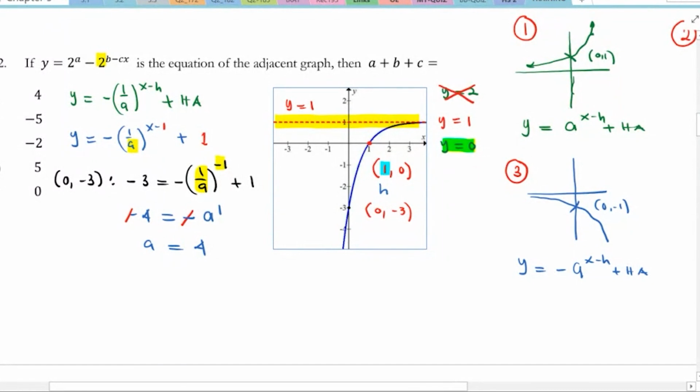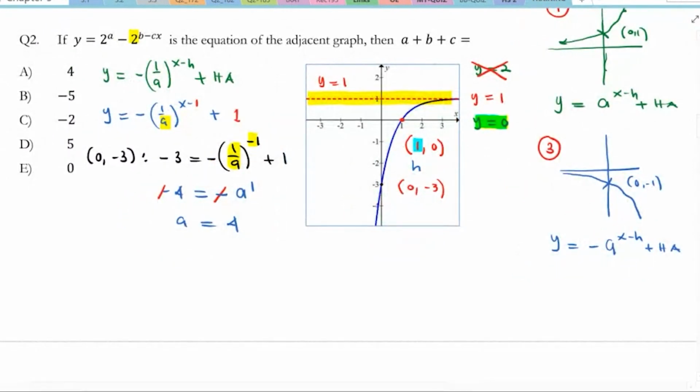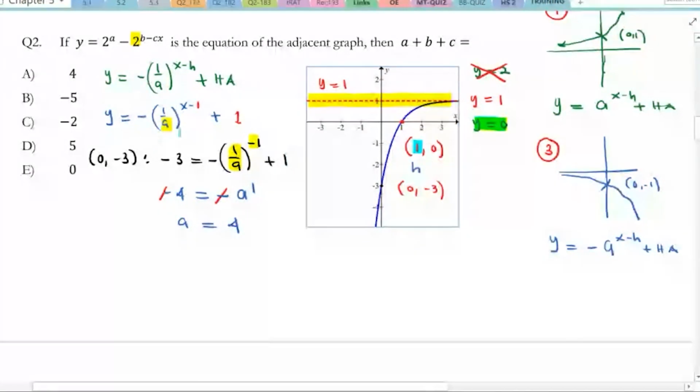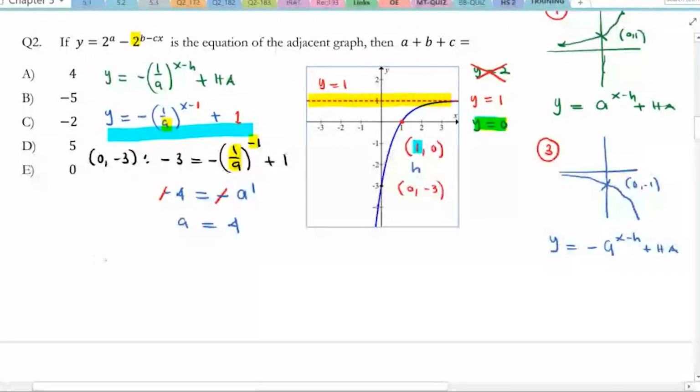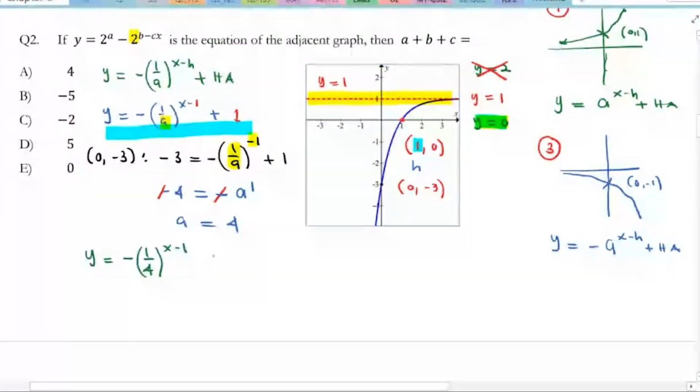Now, if the base is equal to 4, let me rewrite the function, please, gentlemen. This is our equation. So we say y is equal to minus (1 over a, that is 1 over 4) to the power of x minus 1, plus 1. This is supposed to be the equation we are looking for. Unfortunately, it is written with a base of 2 here. Can we rewrite? Of course we can.